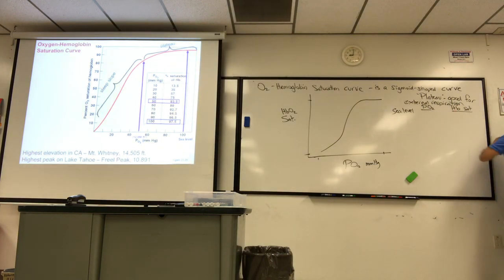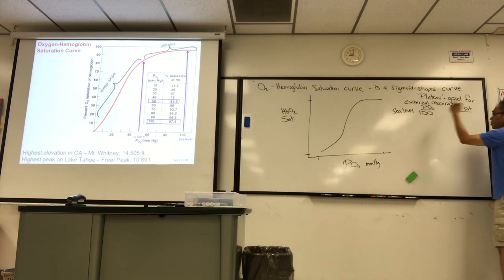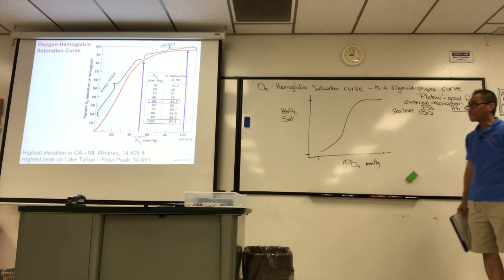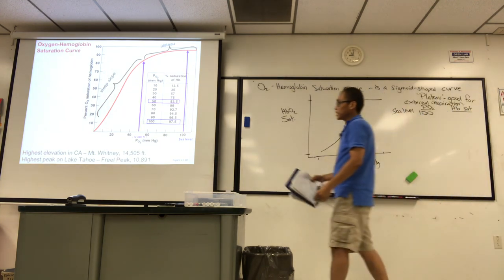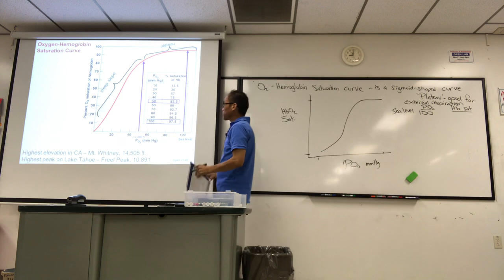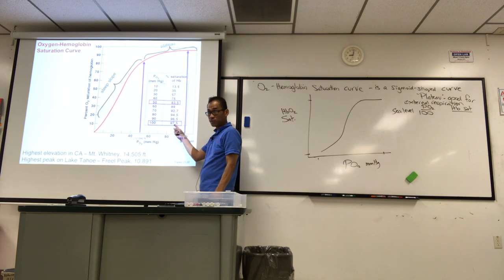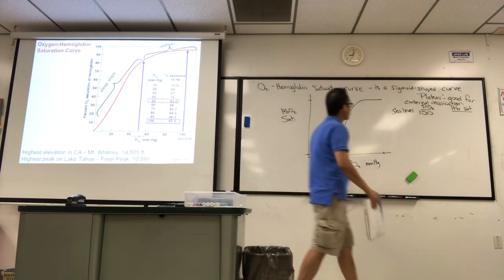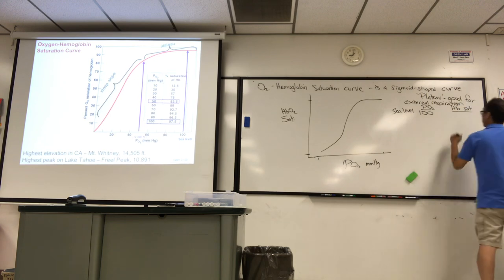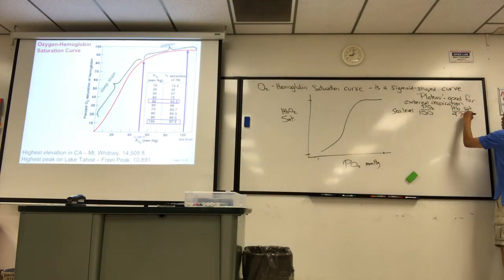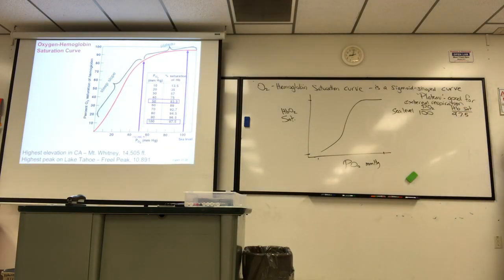Pressure, hemoglobin saturation. At sea level, PO2 is about 100 millimeters mercury, so I'll just put 100. And when you look at the graph or the data table, it says that at a partial pressure of O2 of 100, saturation is like 97.5. That's almost 100% saturated. So that's a percentage. Saturation. That's a high level, okay?